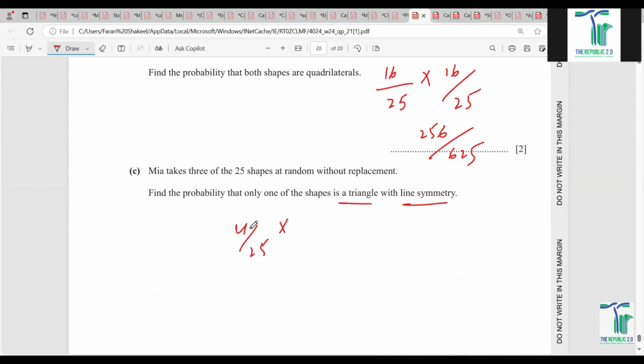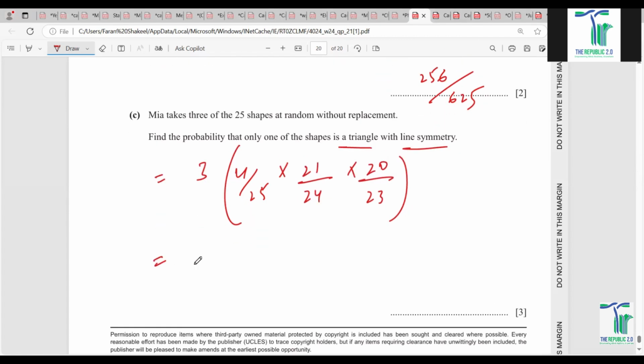Now apart from those 4, how many shapes do we have? We've got 20 left out of 24 now, because we've already picked one, and then it would be 19 divided by 23. And now we also need to multiply it by 3, because this 4 by 25 has 3 different slots. It can be placed in the middle, at the end, or at the beginning. That is why for the total chances, I'm just multiplying it by 3. And by simplifying, I would be having the final answer as 42 divided by 115. So that is how we should be talking about it.